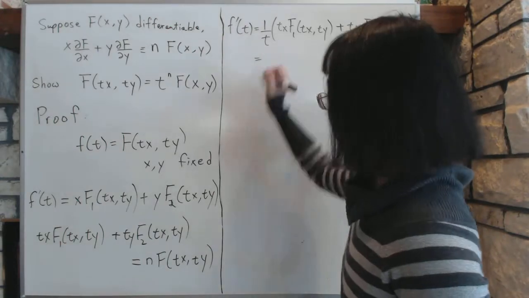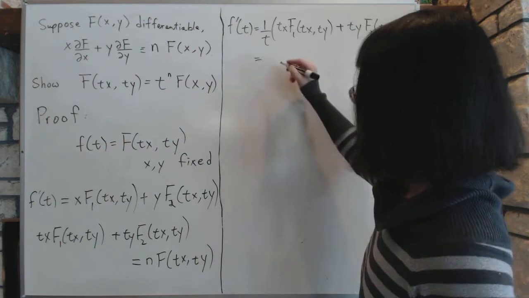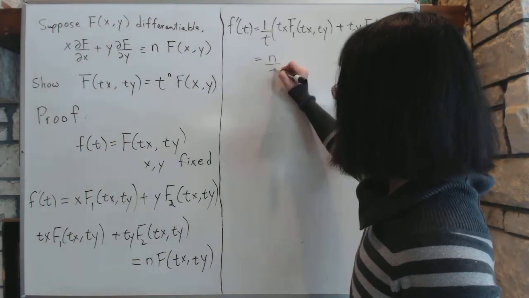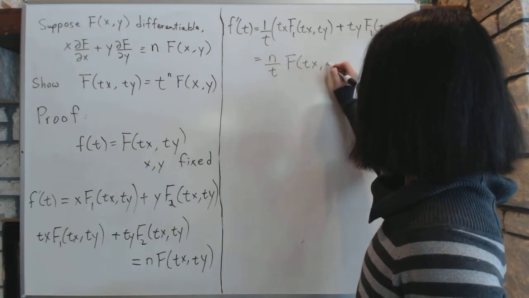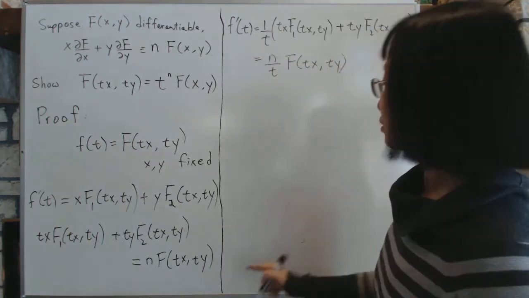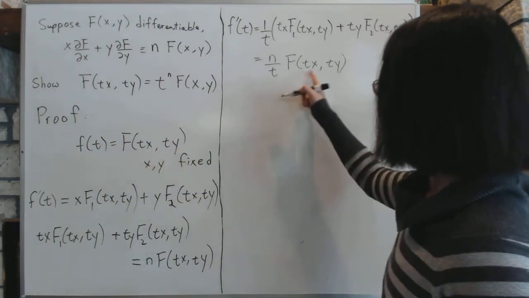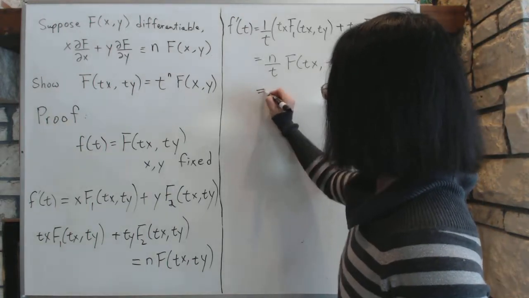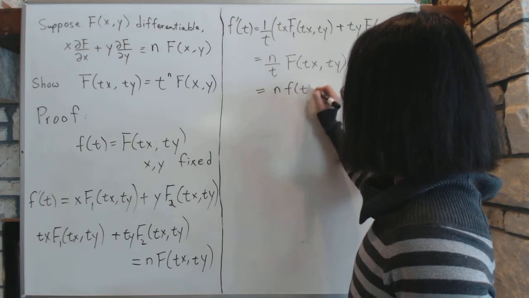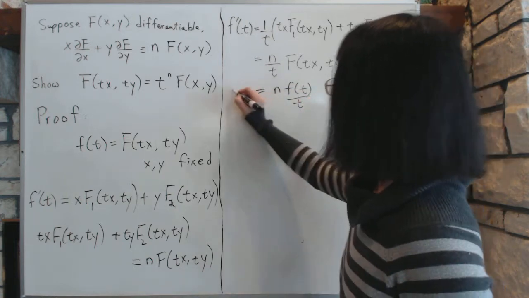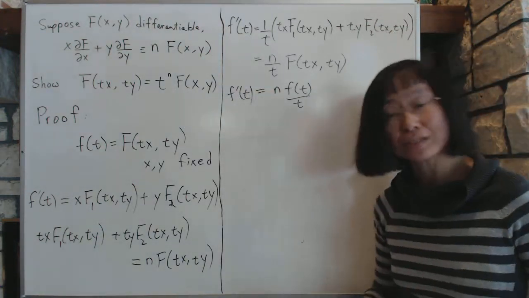And now we worked on this, so this is exactly the same as this thing. So we can plug this in, which is n over t f(tx,ty). So we're doing pretty good. We've shrunk everything down to this part. And next, going by the definition, f(tx,ty) is just F(t). So F'(t) equals n F(t) divided by t. So now we have landed with a differential equation.